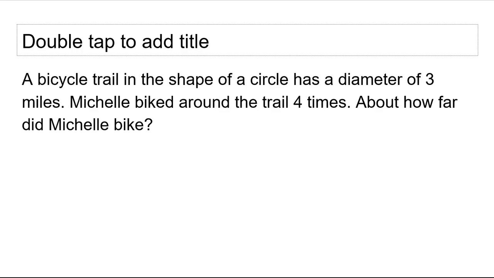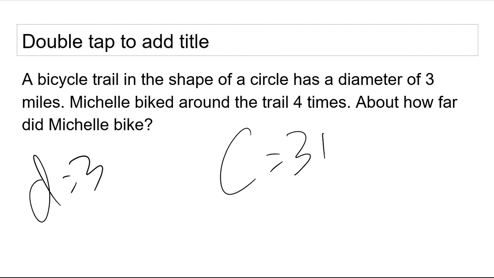A bicycle trail in the shape of a circle has a diameter of 3 miles. Michelle biked around 4 times. How far did she go? The first thing we should probably do, when it says how far, is find the circumference. If we have the diameter, diameter is 3, so that means the circumference is 3 pi.